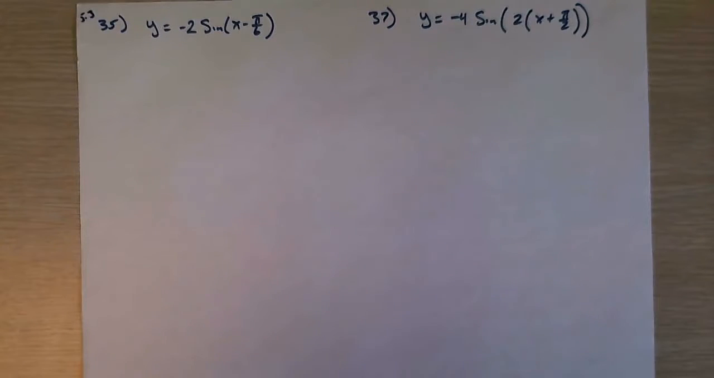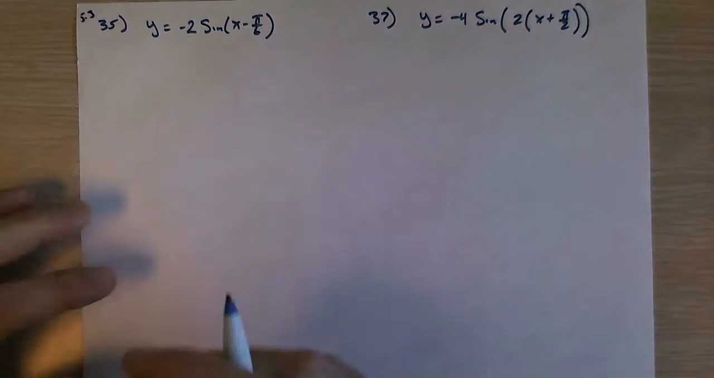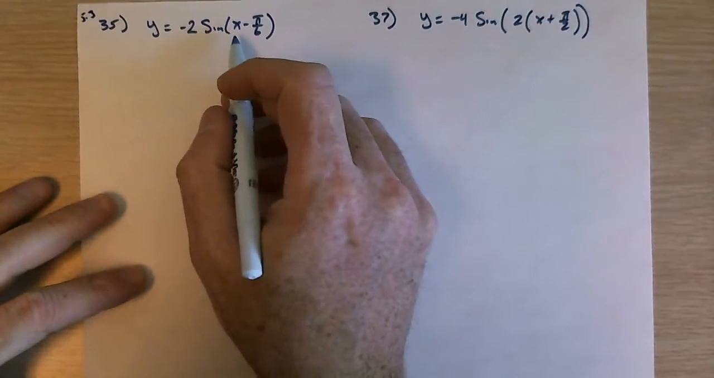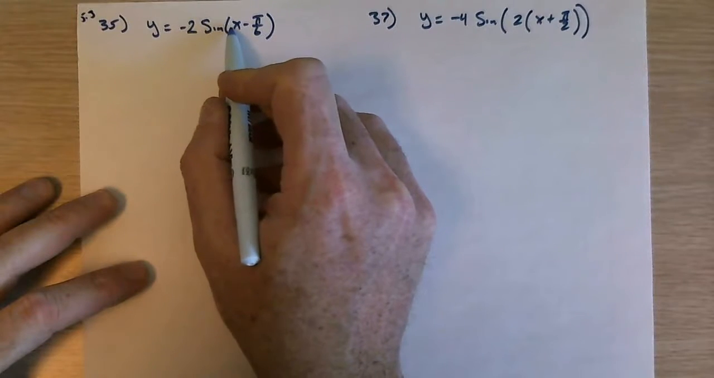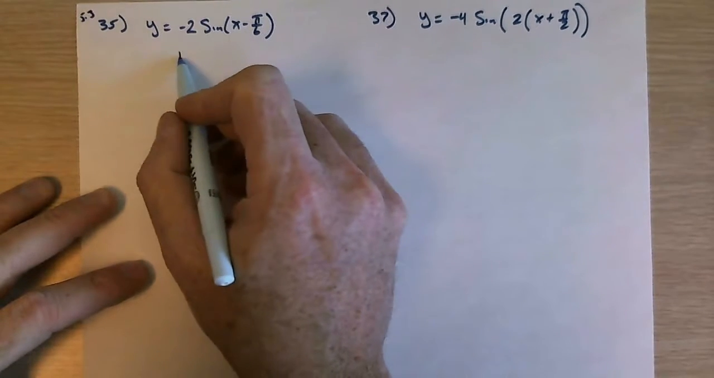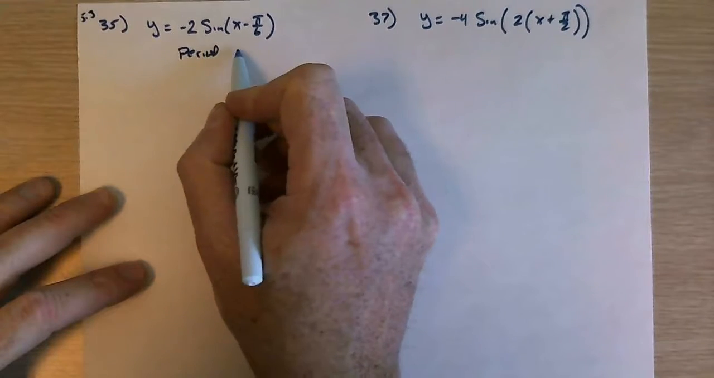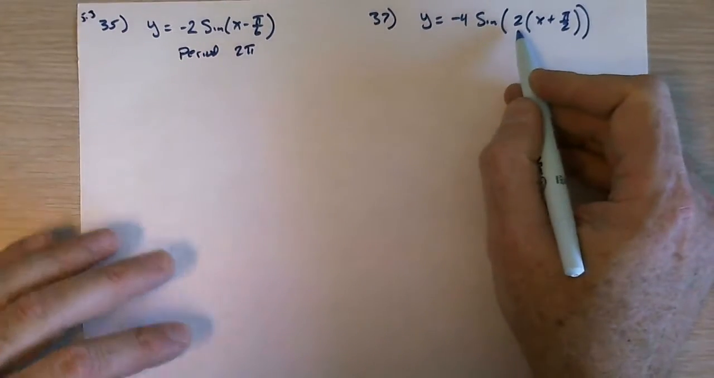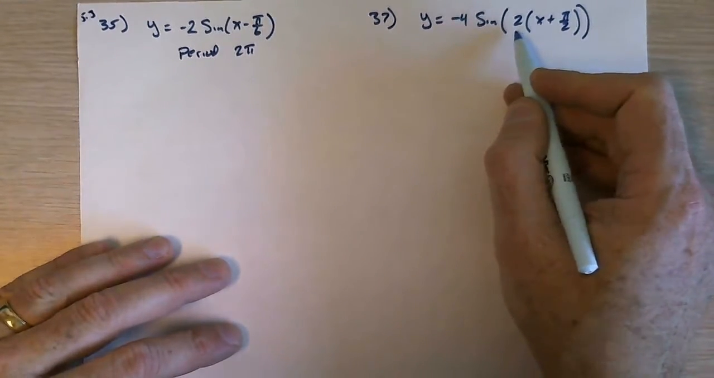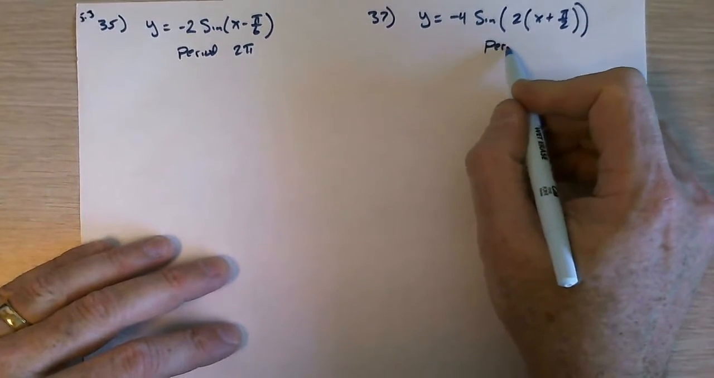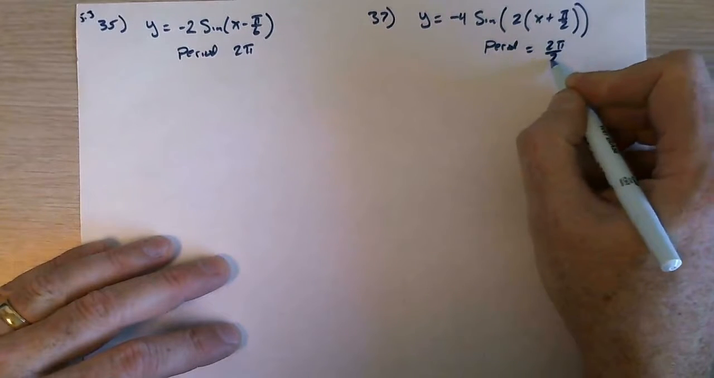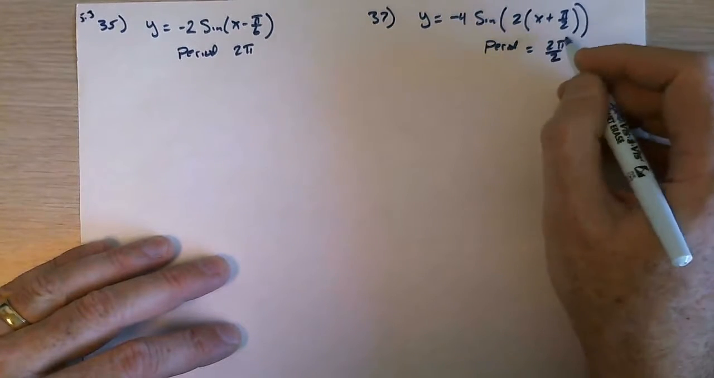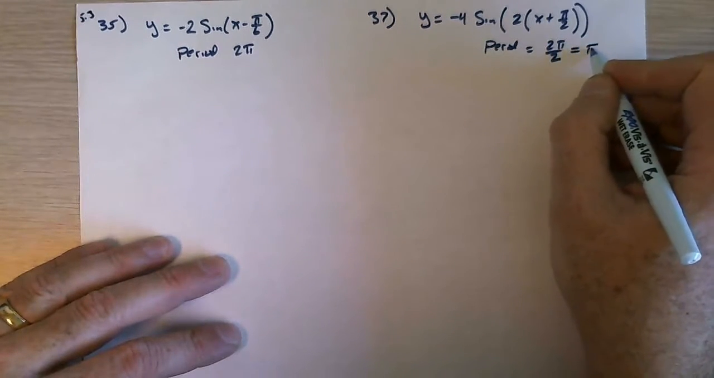Let's take a look at some of these from section 5.3 and see what the period does for us. You correctly stated in 35 that, since there's a 1 right here, the period is 2 pi. This one with a 2 right there, this is 37, the period is, well, 2 pi divided by 2, because that's going to squeeze everything by a factor of 2 in the x direction. So that's just pi.